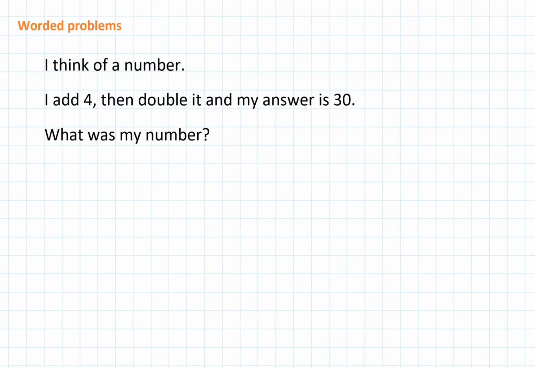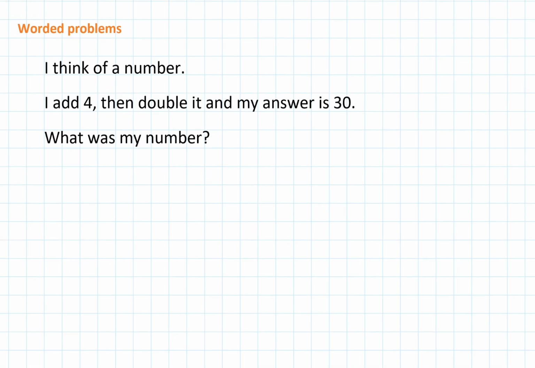We'll now look at a worded problem where we can apply the knowledge we just learned in the previous topics. In this worded problem, I think of a number, I add 4, then double it, and the answer is 30. The question is, what was my original number? When we are presented with questions like this, we can name our original number as x, so that it's easier to handle. X will be this variable which we are trying to find.